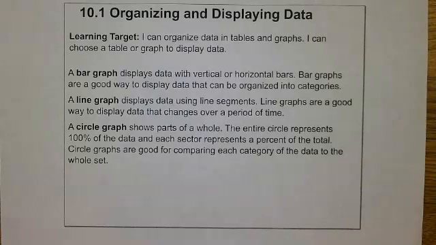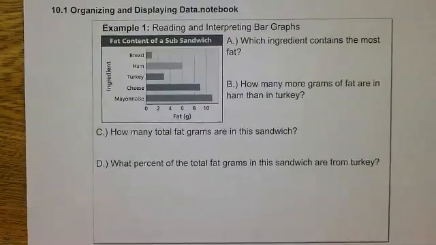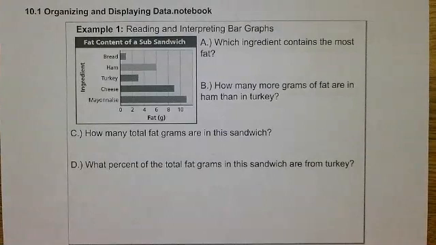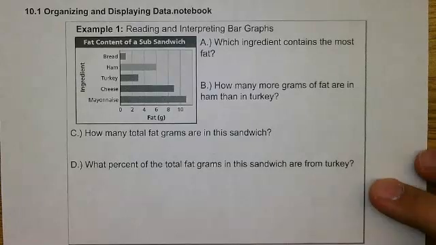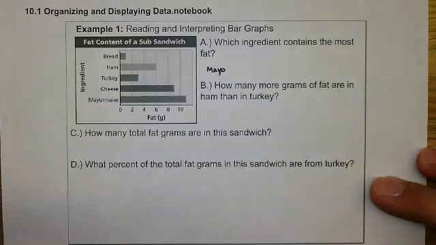So where we start with this is we start with interpreting different graphs. When I look at my first ones, it's reading and interpreting bar graphs. So we have fat content of a sub sandwich: bread, ham, turkey, cheese, and mayonnaise. Which ingredient contains the most fat? When we're talking about a bar graph, we're looking for the one that has the most, which is the mayonnaise.